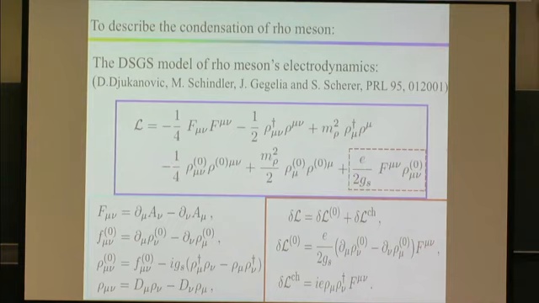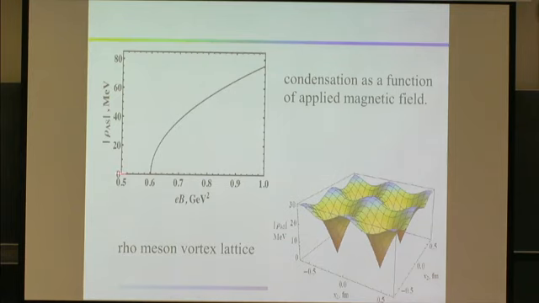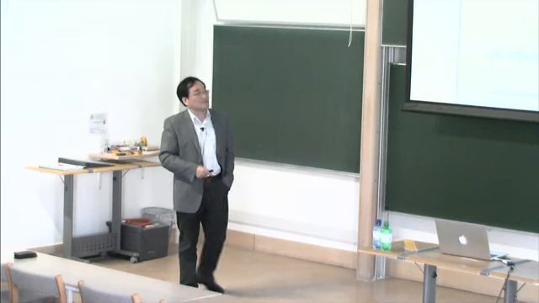This is the effective theory. When the electromagnetic fields reach a certain point, the condensation happens. This is the profile of the condensation as a function of the applied magnetic field. Along this point, the condensation happens, and the condensation increases with the applied magnetic field.